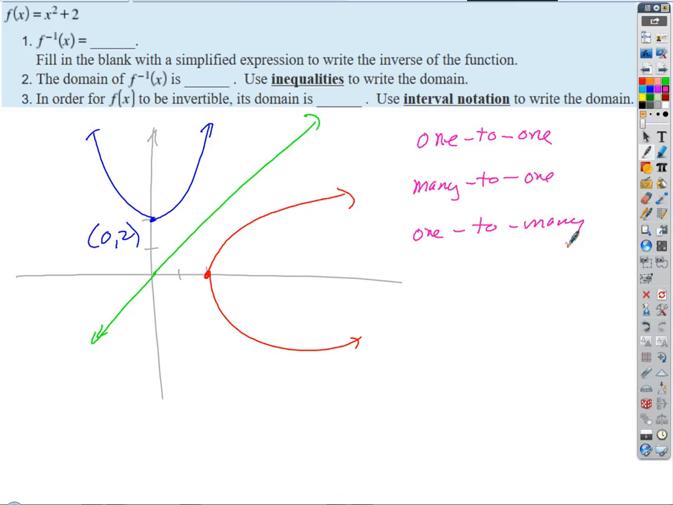So let's go back and look for just a second at our quadratic function over here. We have a point at 0, 2. We could also say up here, if we go over 1 and up 1, we're going to have a point at 2, 3.